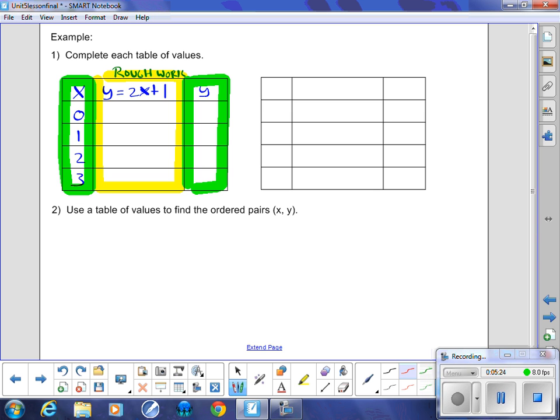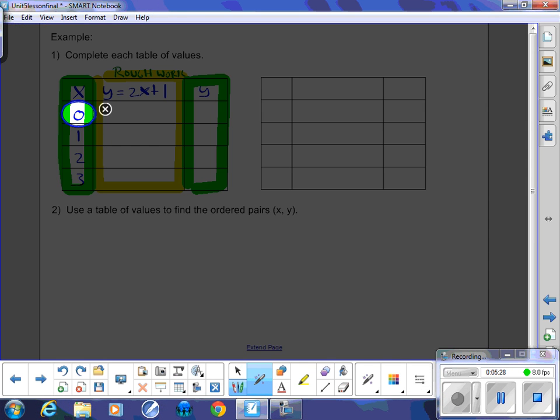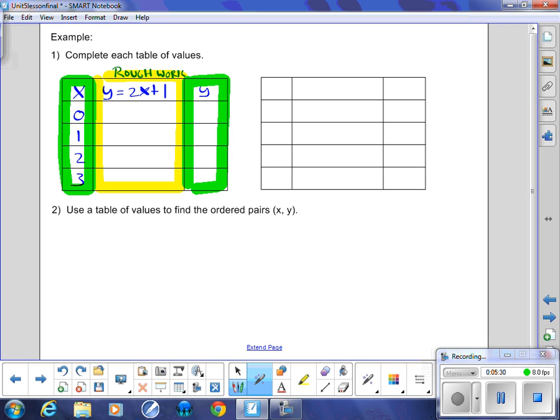I know what the x value is. It's given. It tells me for the first line, x is 0. So I'm going to go ahead and do that calculation. It's going to be 2 times 0 plus 1. Okay? How do I know to do my multiplication first?